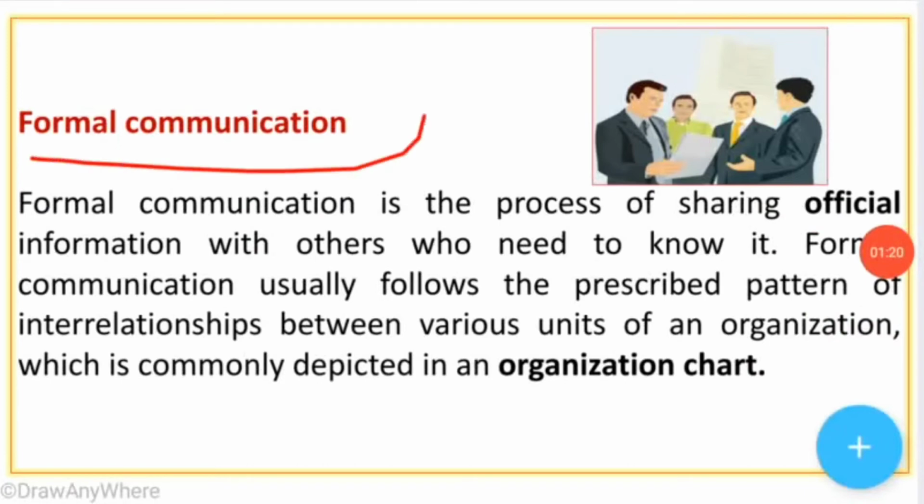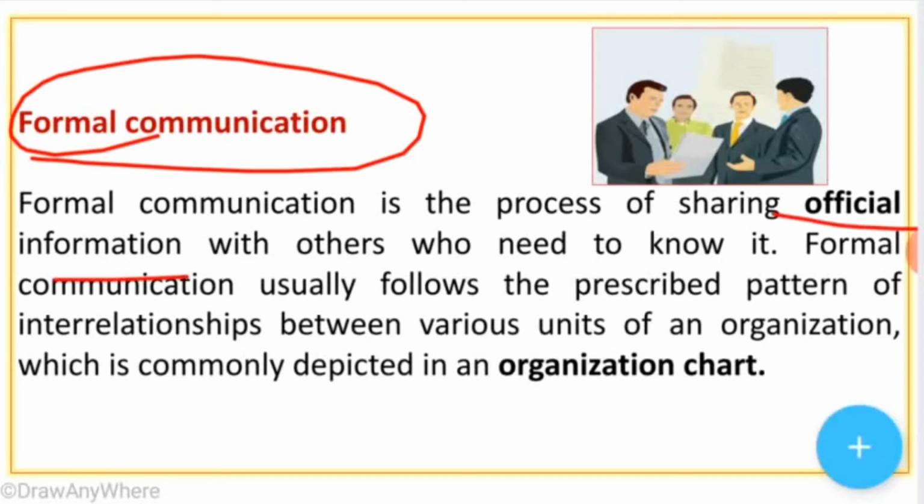First one, formal communication. Formal communication is also known as official communication because it exchanges official information that flows along the different levels of the organizational hierarchy, following the prescribed professional rules and policies of the organization. It follows the organizational chart. This type of communication is done with the help of organizational rules and policies. That is why it is also known as official communication.